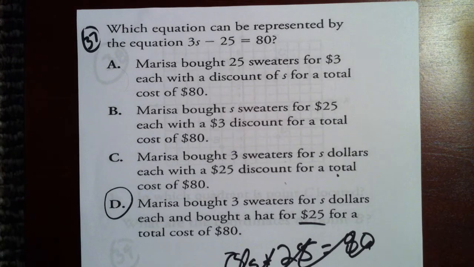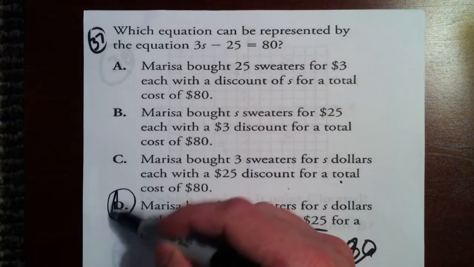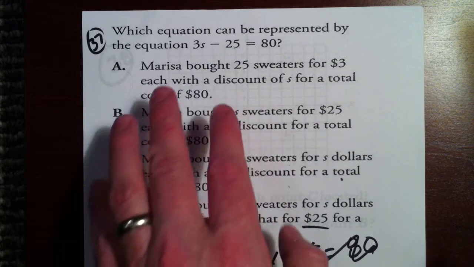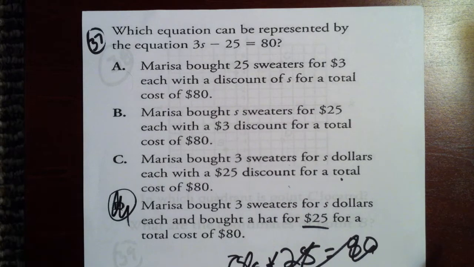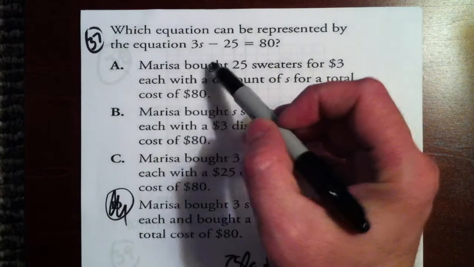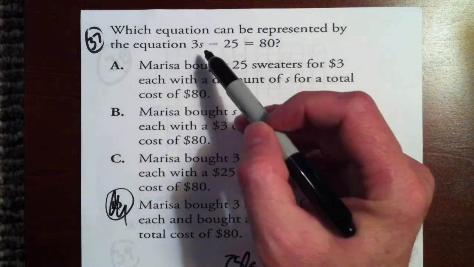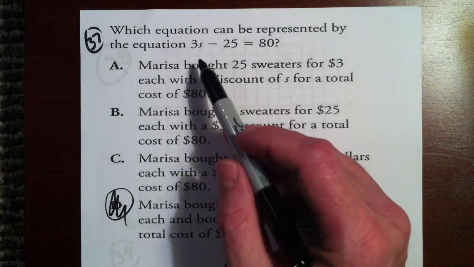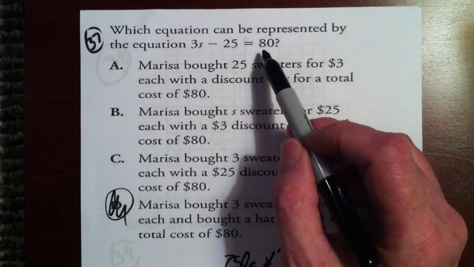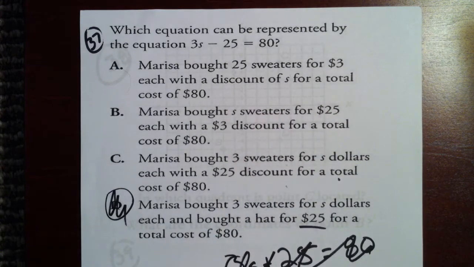Number 37. Which equation can be represented by the equation 3s minus 25 equals 80, and this is not choice D? So it looks like we have three s's, whatever that may be, minus a constant, and whatever it is, it equals 80.